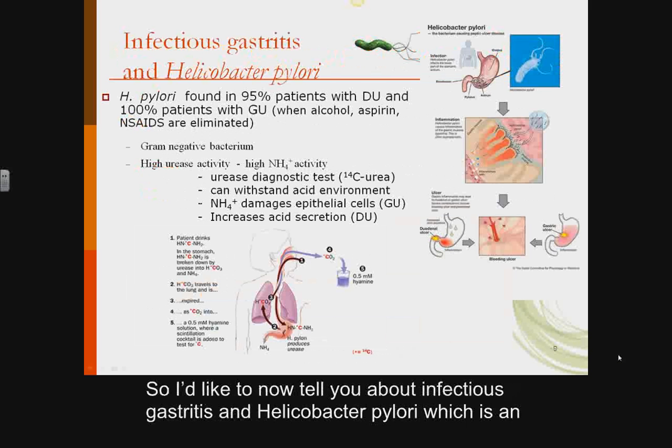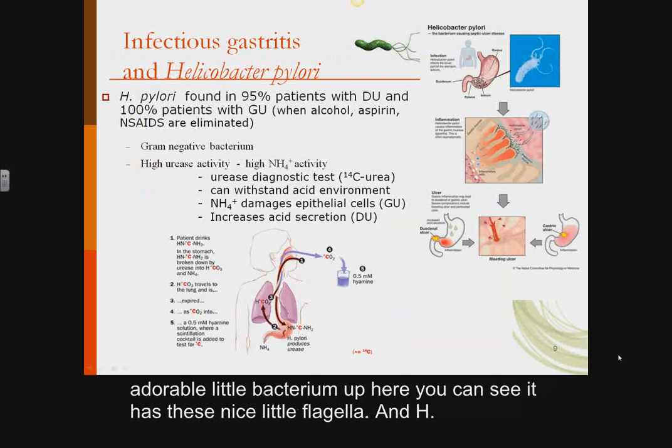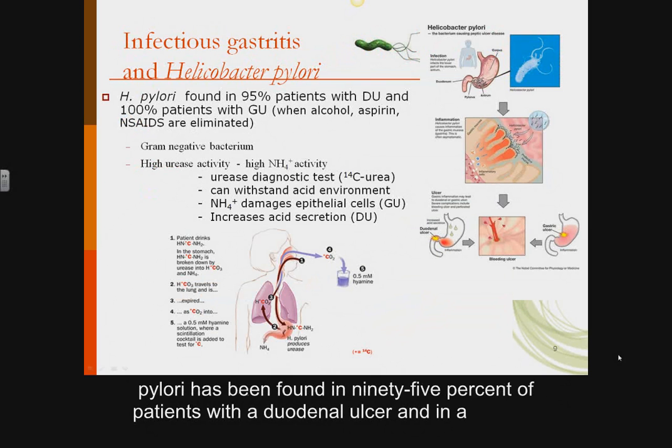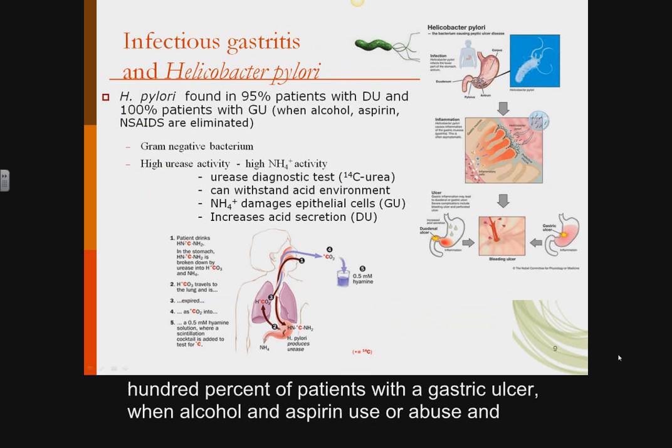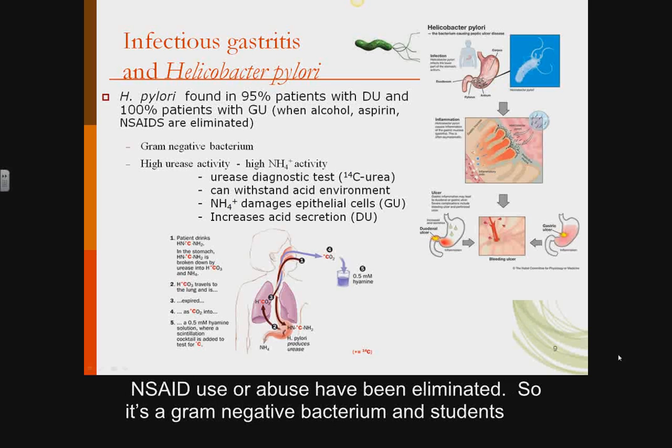So I'd like to now tell you about infectious gastritis and Helicobacter pylori, which is an adorable little bacterium up here. You can see it has these nice little flagella. And H. pylori has been found in 95% of patients with a duodenal ulcer and in 100% of patients with a gastric ulcer when alcohol and aspirin use or abuse, or NSAID use or abuse, have been eliminated.